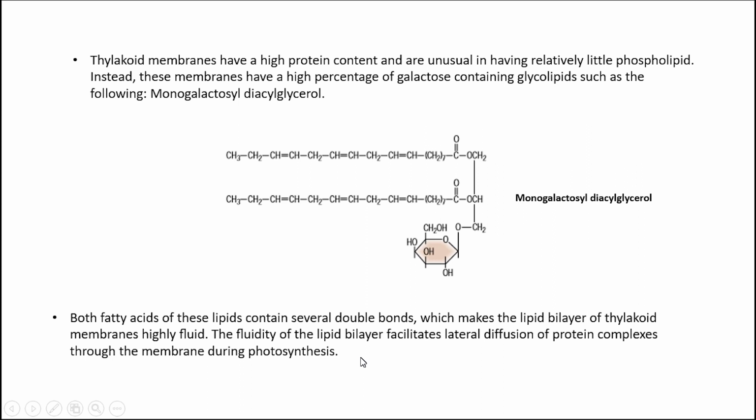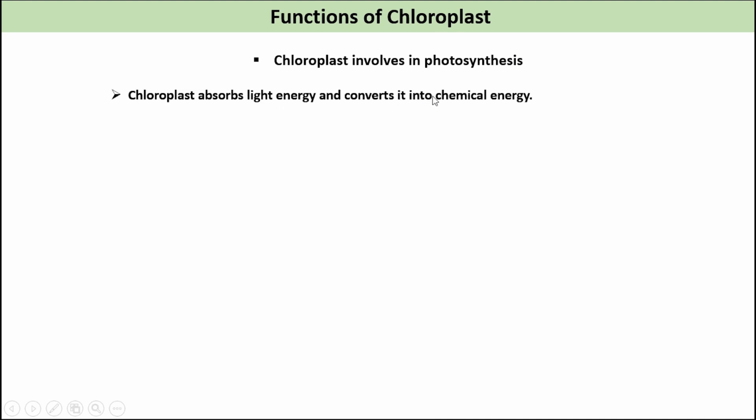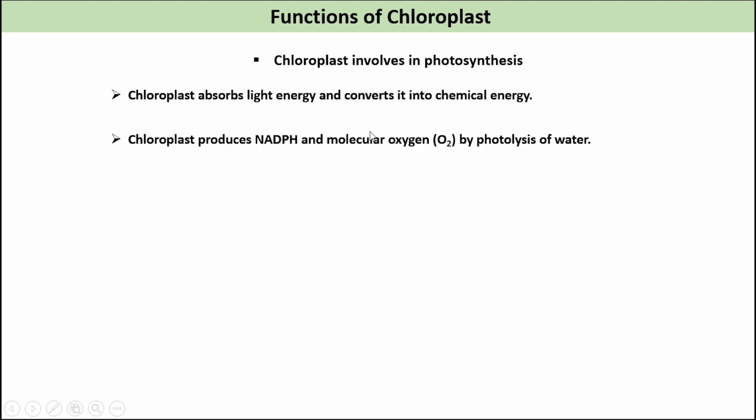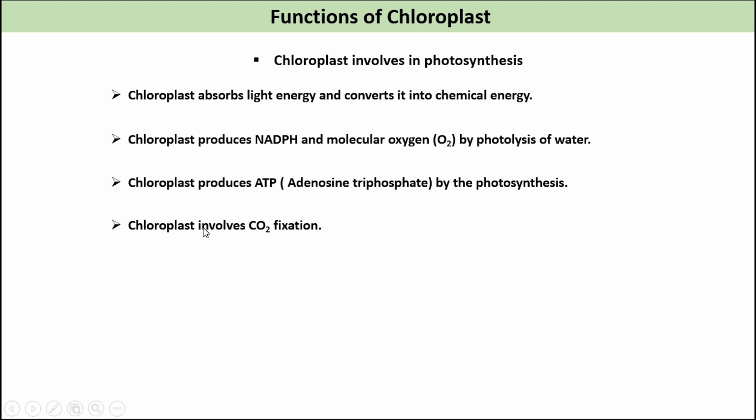Functions of chloroplast. Chloroplast involves in photosynthesis. Chloroplast absorbs light energy and converts it into chemical energy. Chloroplast produces NADPH and molecular oxygen by photolysis of water. Chloroplast produces ATP by the photosynthesis. Chloroplast involves CO2 fixation. Now we will talk about pigment system or photosystem.